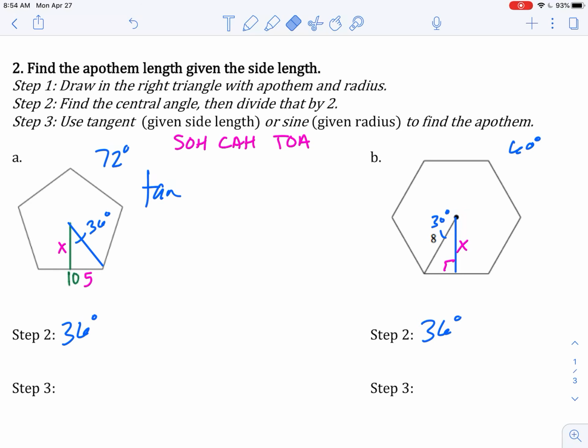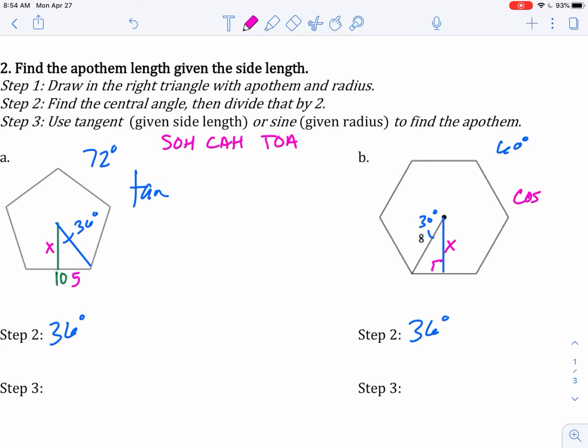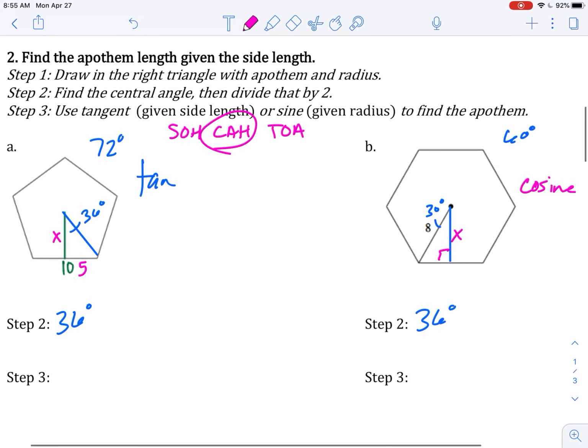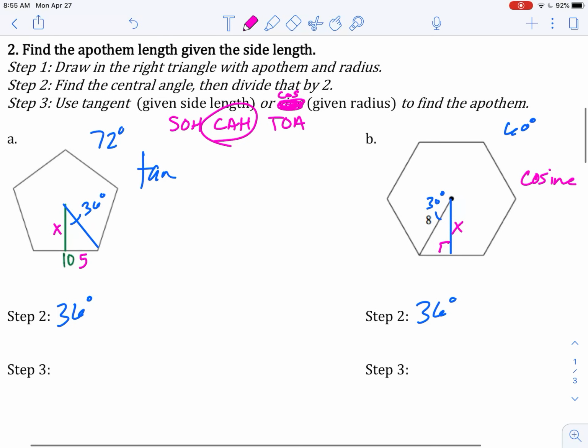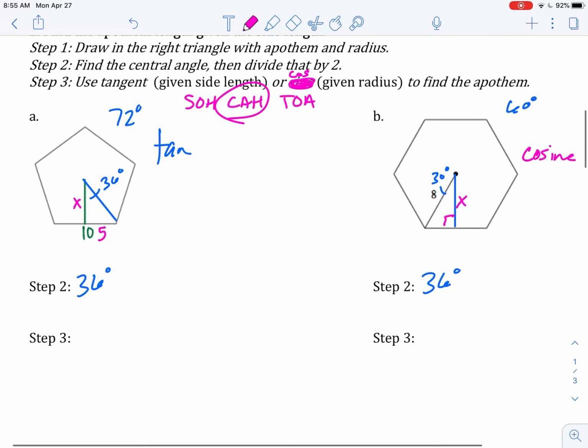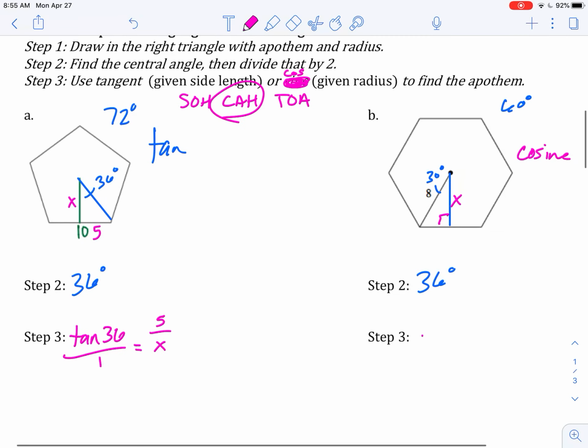And here, in B, I'm going to have the hypotenuse. So I'll have the hypotenuse and the adjacent. My bad, that should be cosine. So we're going to use the adjacent and hypotenuse, which is cosine.